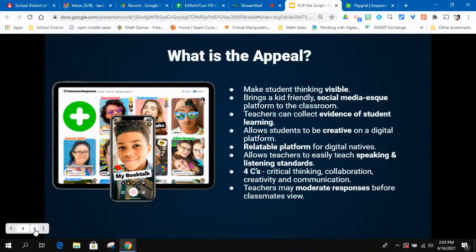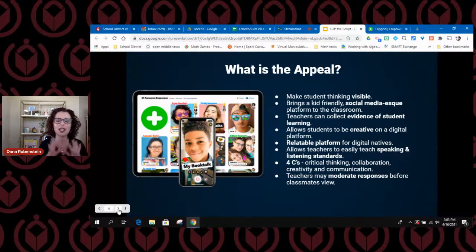It also brings forth the speaking and listening standards, and most especially the 4 C's: critical thinking, collaboration, creativity, and communication. And teachers, you can moderate responses before any classmates view anything on Flipgrid. So you have that full capability within the Flipgrid platform.